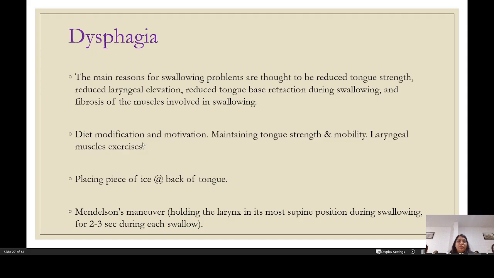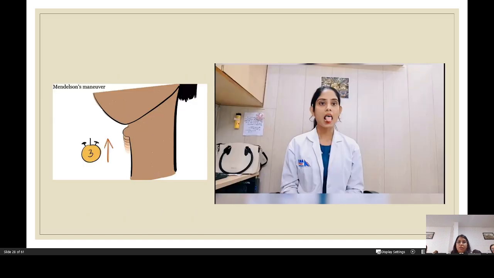Dysphagia: the main reasons for the swallowing problem are reduced tongue strength, reduced laryngeal elevation, reduced tongue base retraction during swallowing, and fibrosis of the muscles involved in swallowing. Diet modification and motivation, maintaining tongue strength and mobility, and laryngeal muscle exercise. Place a piece of ice at the back of the tongue and do the exercise. Mendelsohn maneuver: hold the larynx in its most superior position by swallowing for 2 to 3 seconds during each swallow. So these are the swallowing exercises for the patient.